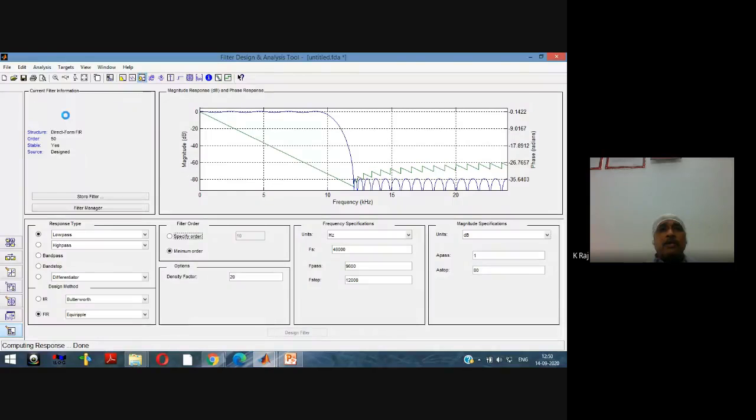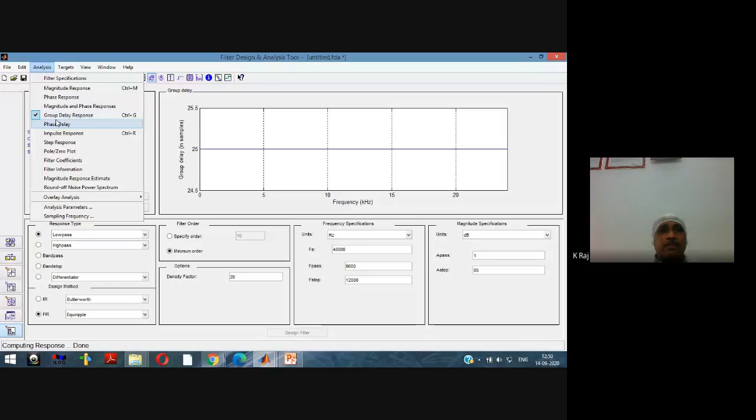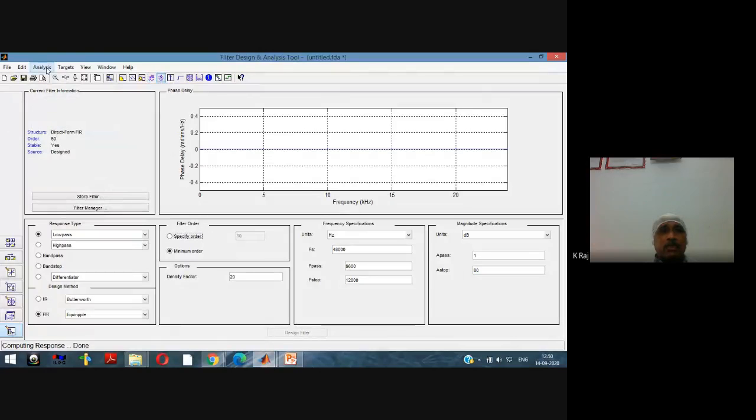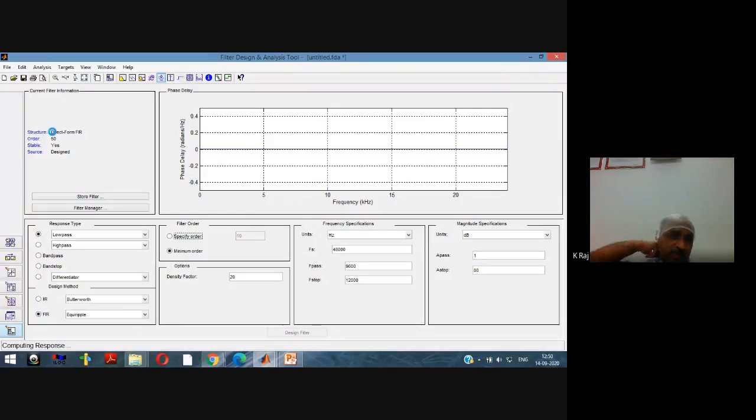What is the group delay for this filter? Naturally, that is constant here. What is the phase delay? That is also represented here for the linear phase response FIR filter. What is the impulse response of the filter?